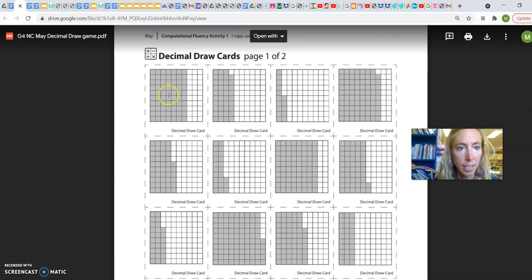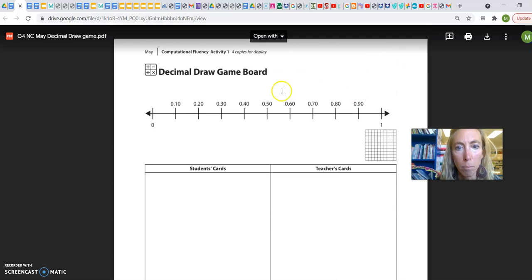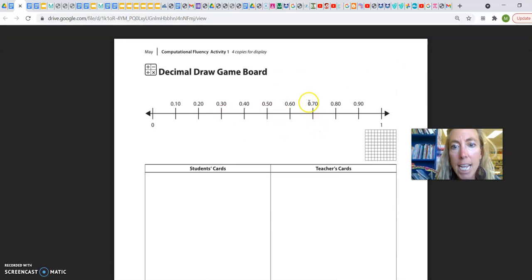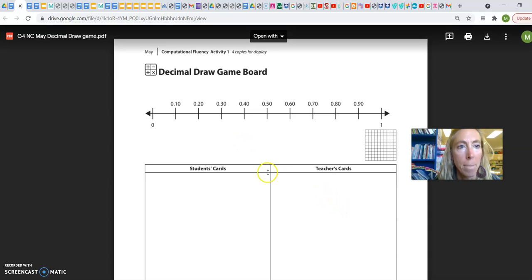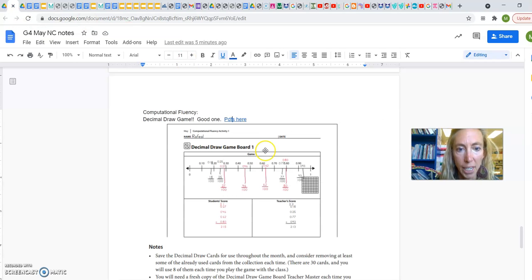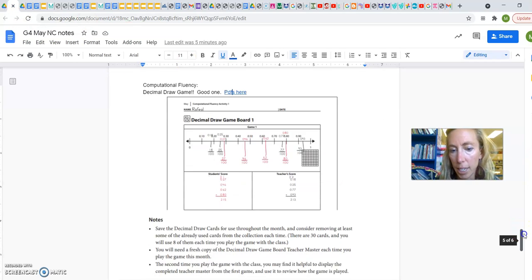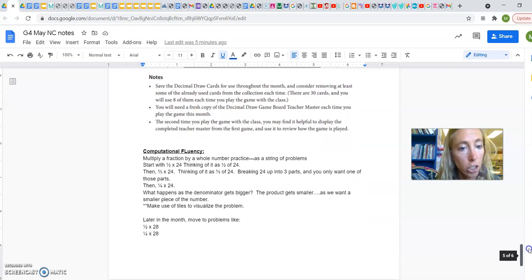So let's say I draw this card here as a teacher. I have drawn 7/10 or 0.7. So then I'd go ahead and plot where that is on this line. And I have that many points right now, 0.7 or 7/10 or 70/100. And then you get to add all those decimal numbers up depending on how many cards that you each picked. So if we have 4 rounds, we have 4 cards to do. So pretty self-explanatory game. I think it's a good one to review decimals, fractions, and addition of those.